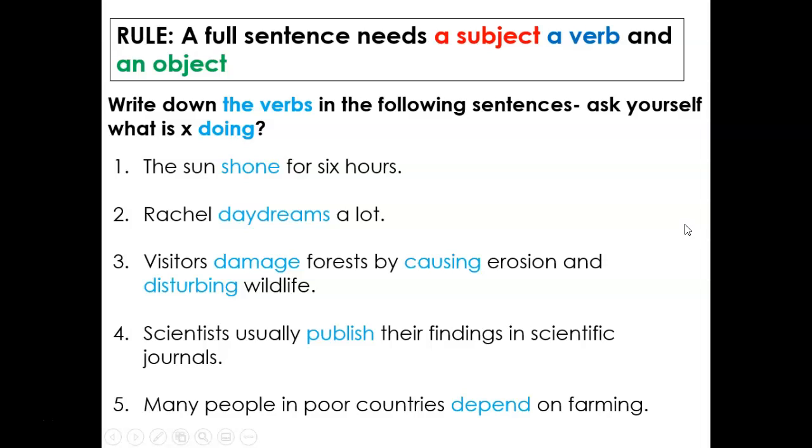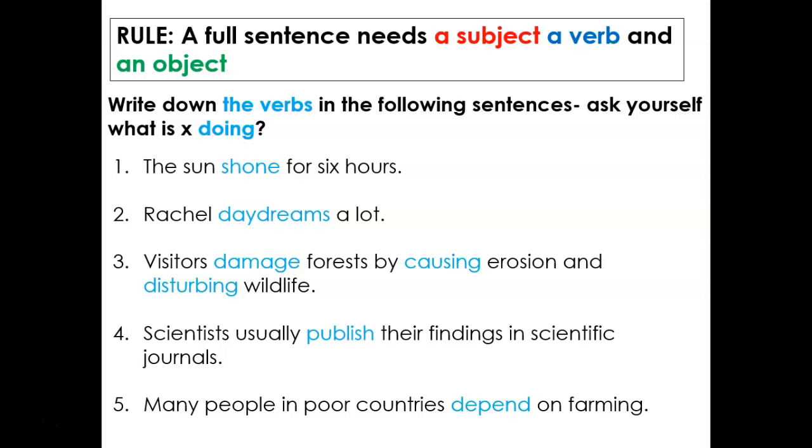Okay guys, so let's have a look at these answers together. So hopefully the teacher paused and gave you time to look. Number one, what was the sun doing, guys? The sun shone. What was Rachel doing? Brilliant, daydreams.